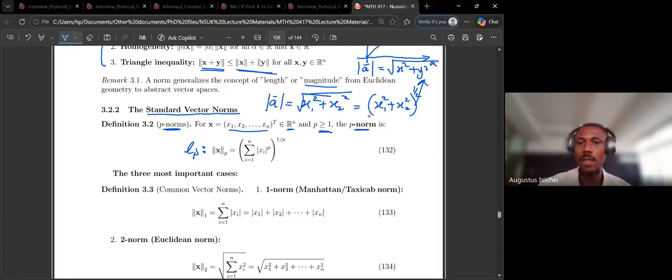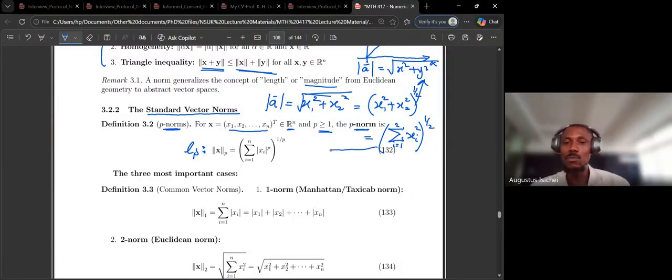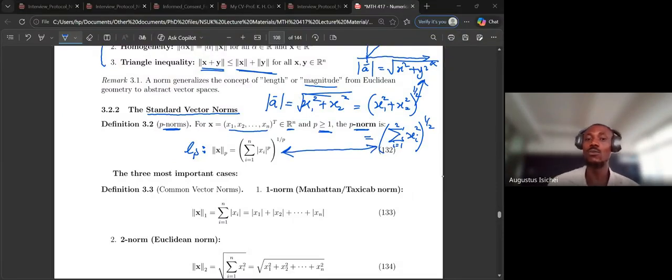That means I can also write this as equal to the summation of xi raised to power 2 as i ranges from 1 to 2, all raised to power 1 over 2. Is that correct? That's it. Now, if you look at it, what's the difference between this and this? Don't they look very similar? Of course, they look very similar.